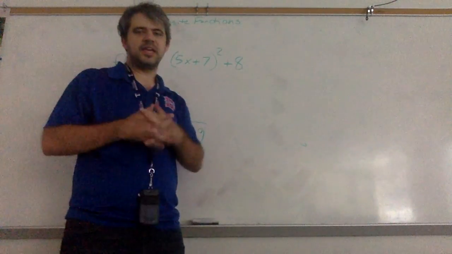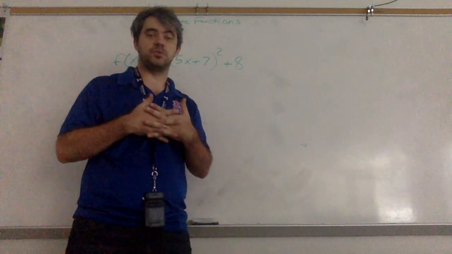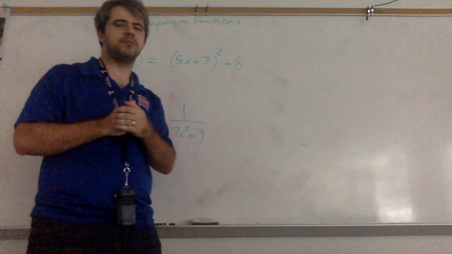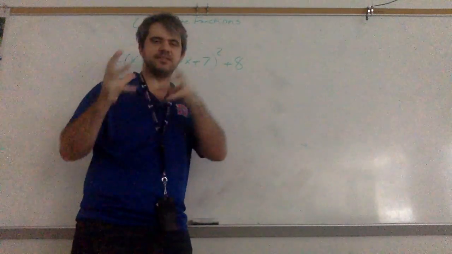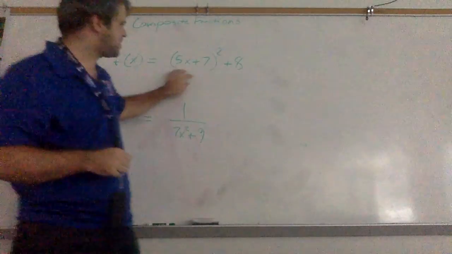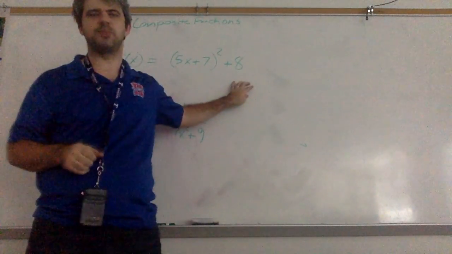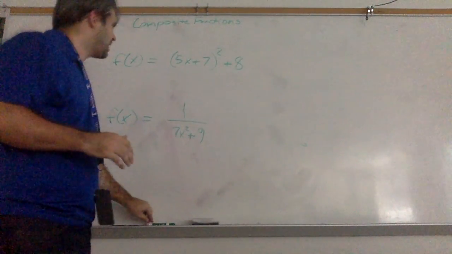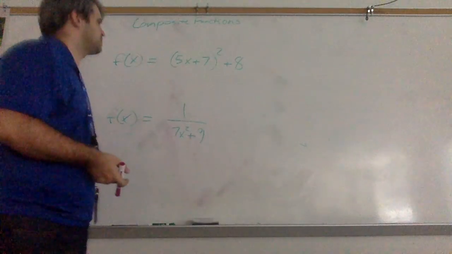Now, here is what I do to figure out what my pieces are, what my components are to this composite function. So I take this and I go, okay, this is really complicated. What could I do to make this simpler? Okay, and there's more than one correct answer here.